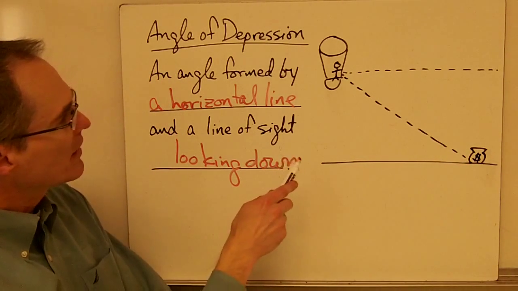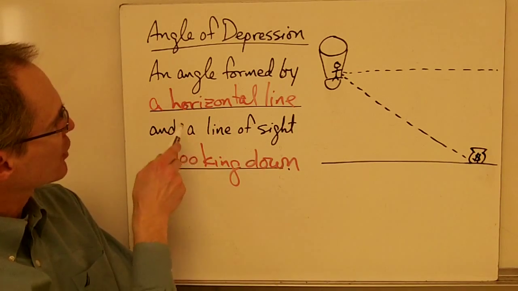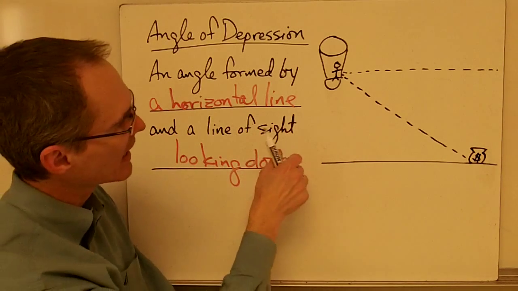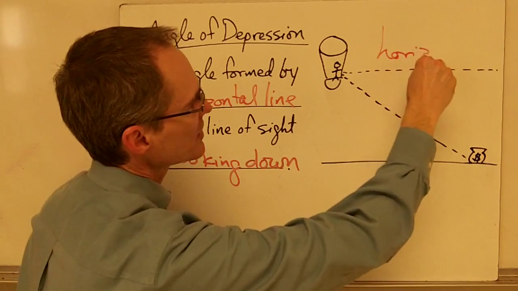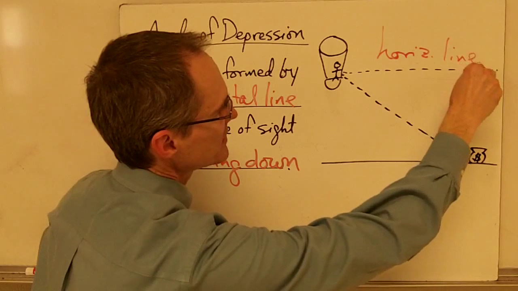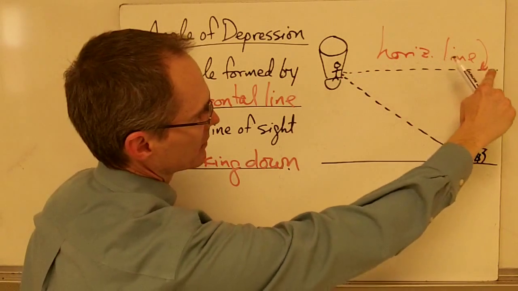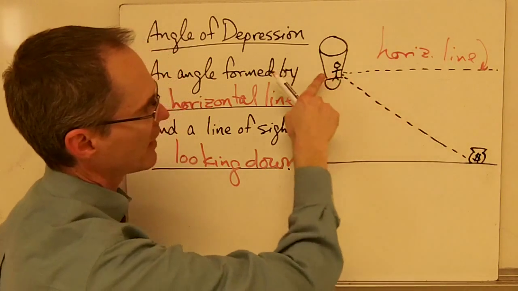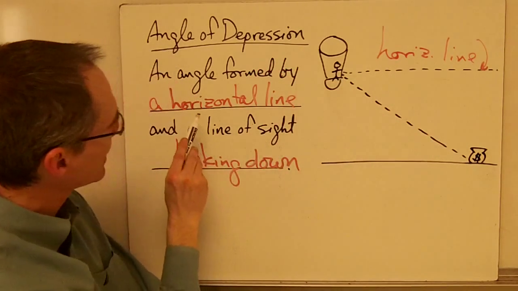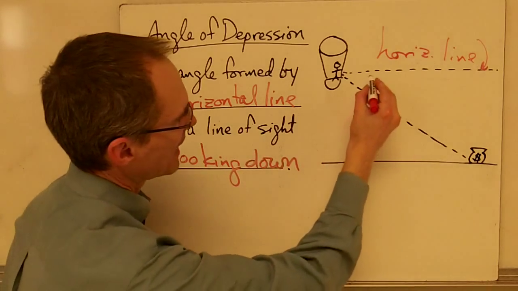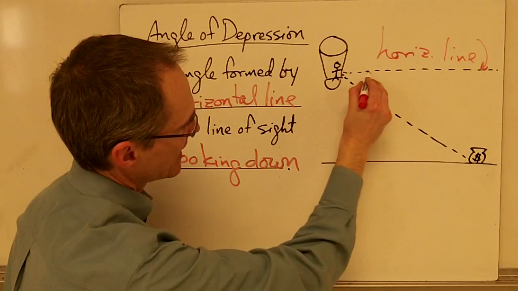All right. Now, the angle in this case, my angle of depression, notice an angle formed by a horizontal line. In this case, my horizontal line is not the ground. In this case, my horizontal line is this kind of imaginary line up here at the hot air balloon. And my line of sight, now I'm looking down, so my angle is the angle formed by this horizontal line and this line of sight.